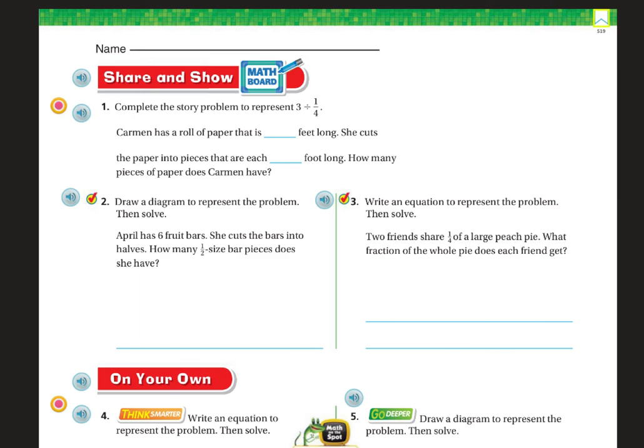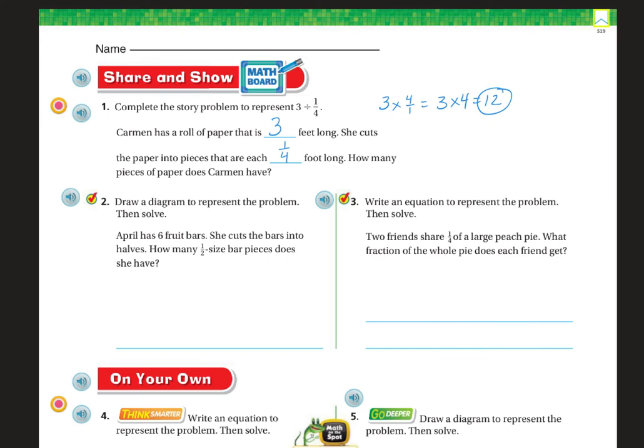Well, we're dividing 3 by 1/4. So the roll of paper that she has is going to be 3 feet long. And she's cutting those 3 feet into pieces that are each 1/4 foot long. How many pieces of paper does Carmen have? There we go. So if we wanted to solve this, we would skip the number 3, okay? Flip 1/4, so 1/4 becomes 4/1, and we multiply, which means we're basically multiplying 3 times 4, which is 12.